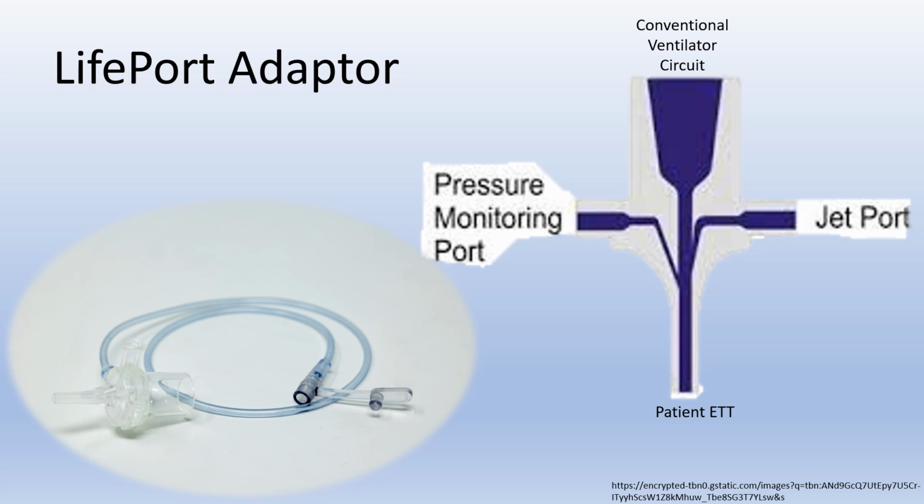Gas then travels down the jet circuit where it enters the life port adapter, which is responsible for creating the jet pulses. The life port adapter has a jet port which allows the jet pulses to be delivered. There is also a pressure monitoring port that sends information back to the jet ventilator, which displays multiple values.